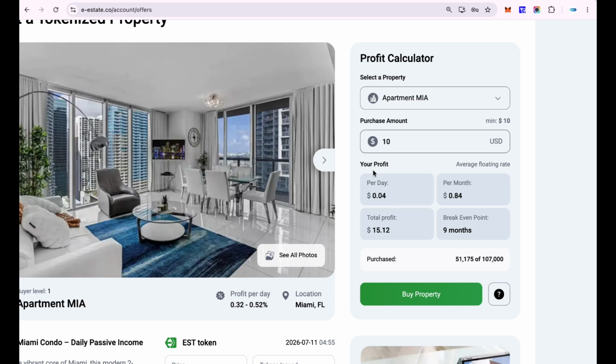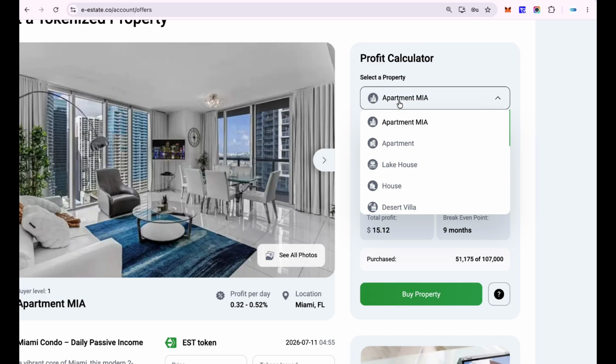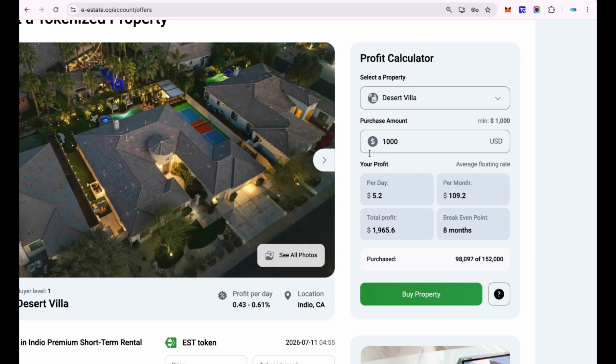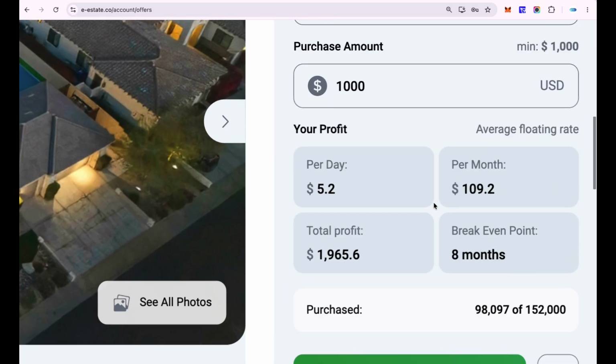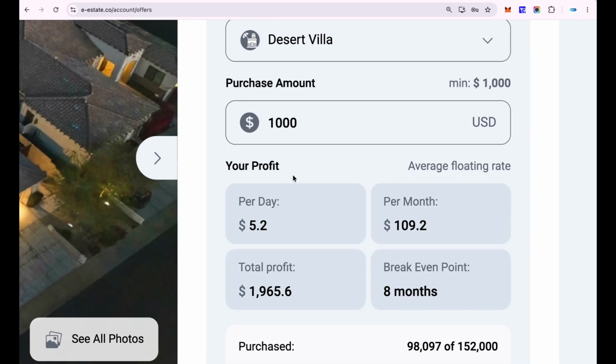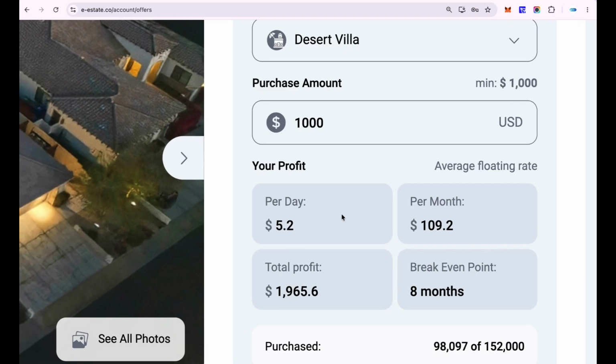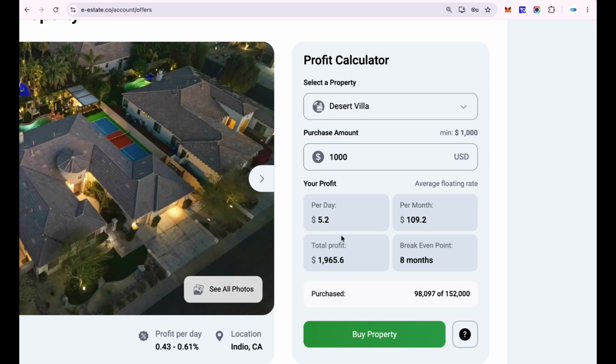The profit calculator will tell you exactly how much you will earn here. Now, this is the minimum for this property. If you click into the apartment MIA, which is apartment Miami, you will see other properties here. For example, if you select the desert villa, it will tell you that the minimum to start is $1,000, and you will see your profit underneath the profit calculator. This is the minimum profit per day, profit per month, and the total profit when you are going to break even. So every detail is in the back office under the profit calculator.